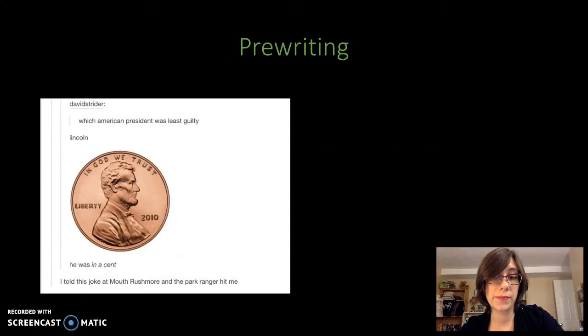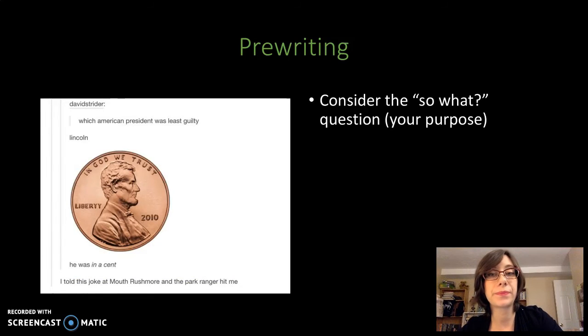When you're getting ready and you're thinking about pre-writing your letter, your complaint letter, consider the so what. What do you want? Do you just want to complain? Because that's not going to get you very much, all right? So you want to have an idea of what you want. Do you want them to give you a refund? Do you want them to fix something? Do you want an apology? Something like that.